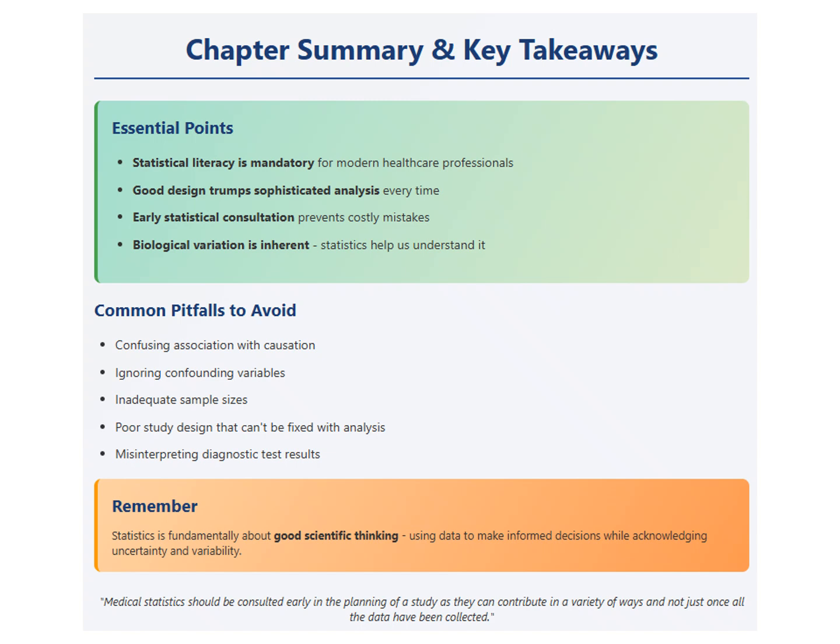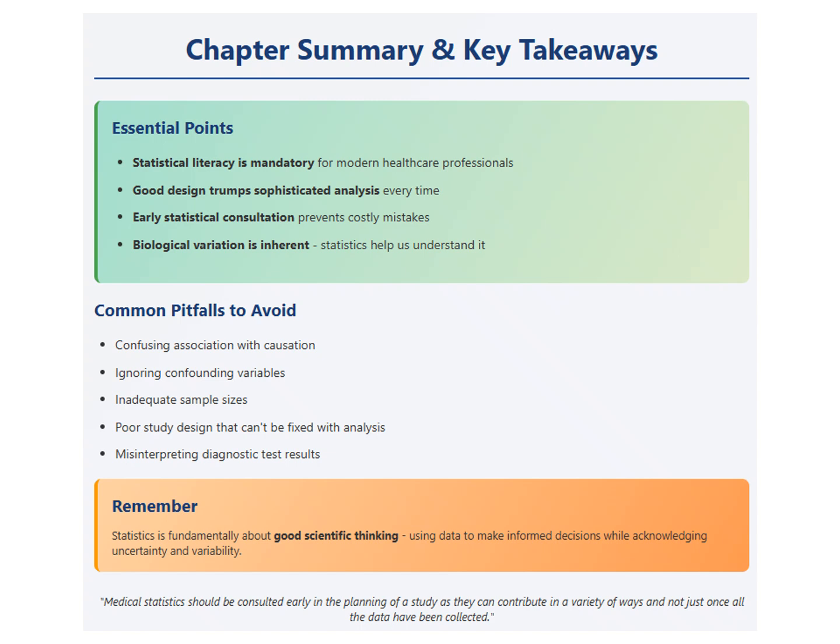Now, let me share some common pitfalls to avoid. Don't confuse association with causation. Just because two things are correlated doesn't mean one causes the other. Don't ignore confounding variables. Always ask what other factors might explain an observed association. Don't use inadequate sample size. Underpowered studies waste resources and are unethical. And don't try to fix poor study design with analysis. It simply can't be done.